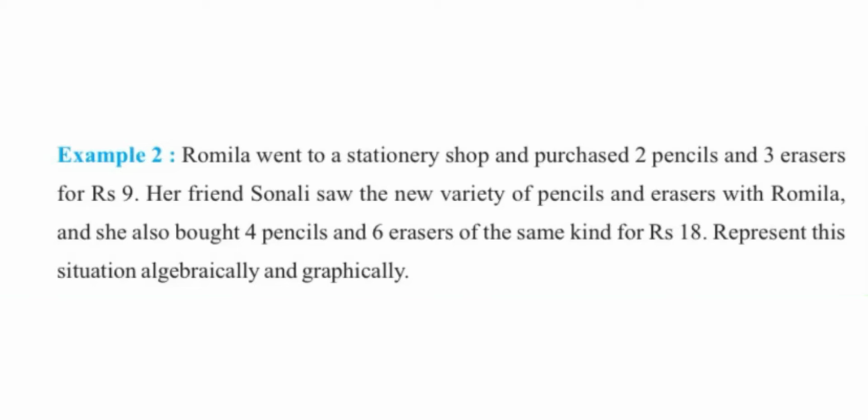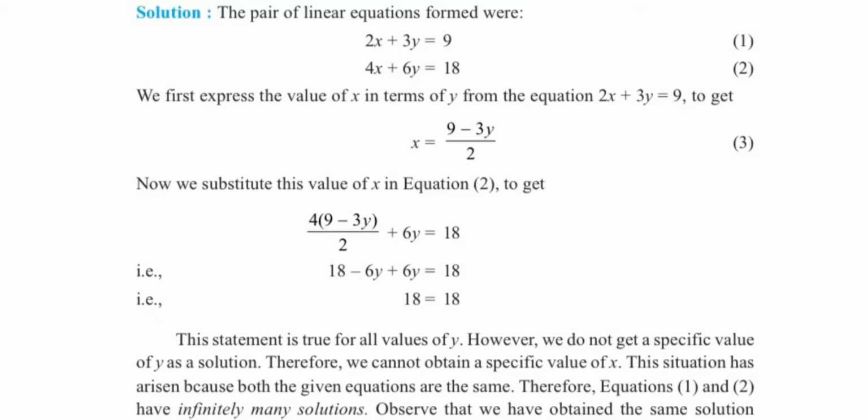First of all, we need to form the equation. Now here two things were bought, pencils and erasers. So let x be the cost of one pencil and y be the cost of one eraser. Romila purchased 2 pencils and 3 erasers for rupees 9, so our first equation will be 2x plus 3y is equal to 9. And Sonali purchased 4 pencils and 6 erasers for rupees 18, so our second equation will be 4x plus 6y is equal to 18. So the equations are 2x plus 3y is equal to 9 and 4x plus 6y is equal to 18.